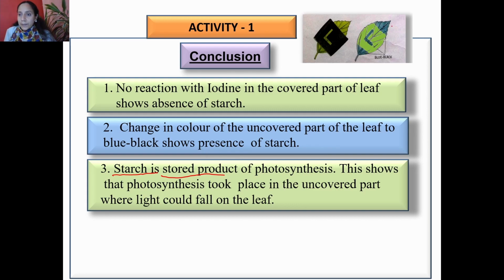So here, starch was produced. The reaction is saying starch was produced in the letter L, the part which we took out from the black paper. And this part is not showing any reaction, so there is no starch. This means that if light falls on the plant, it will do photosynthesis and make glucose and finally the stored product, starch. So with the help of this activity, we can prove that light is very necessary for photosynthesis.